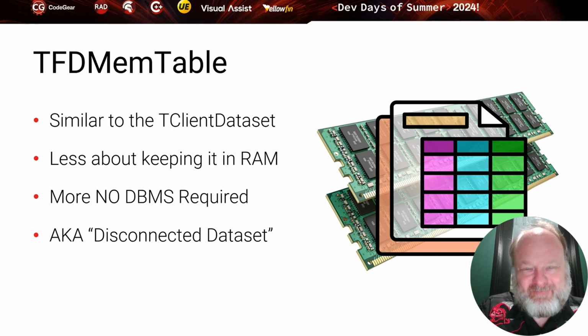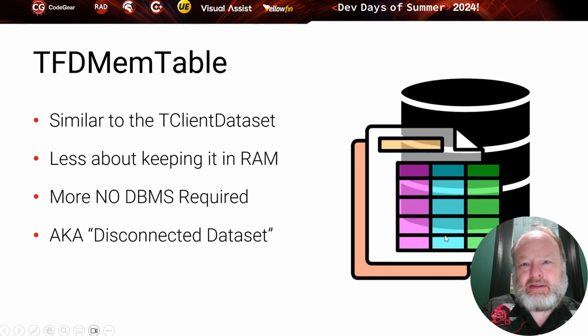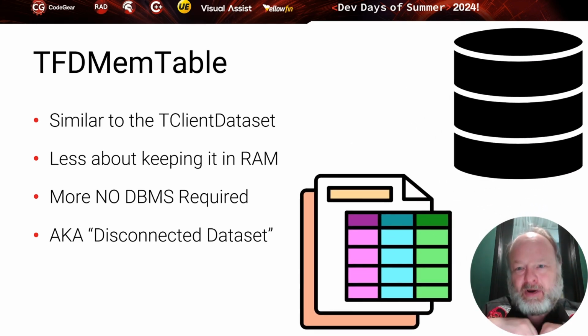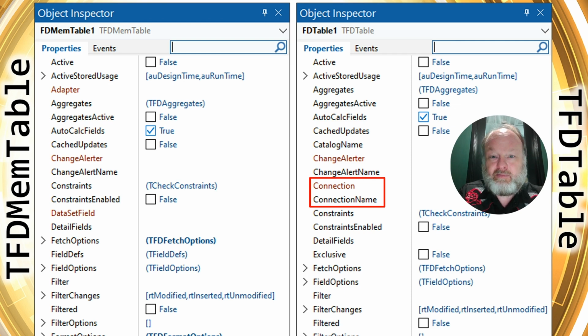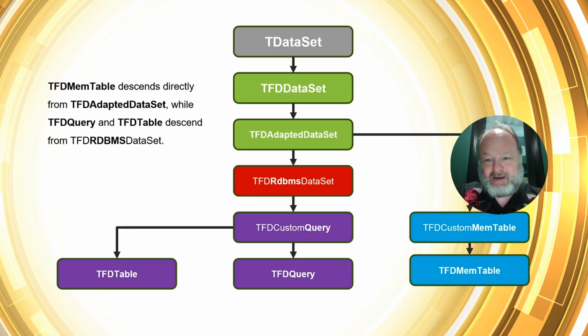FDMemTable is the key for a lot of this stuff, so we're going to start with that. If you're familiar with the TClientDataSet, it's very similar to that. And the FDMemTable, it's not so much about the table being kept in memory, but it's more of a disconnected dataset. If you compare the TFDTable and the TFDMemTable, you'll see that the TFDTable has a connection name where the FDMemTable does not.